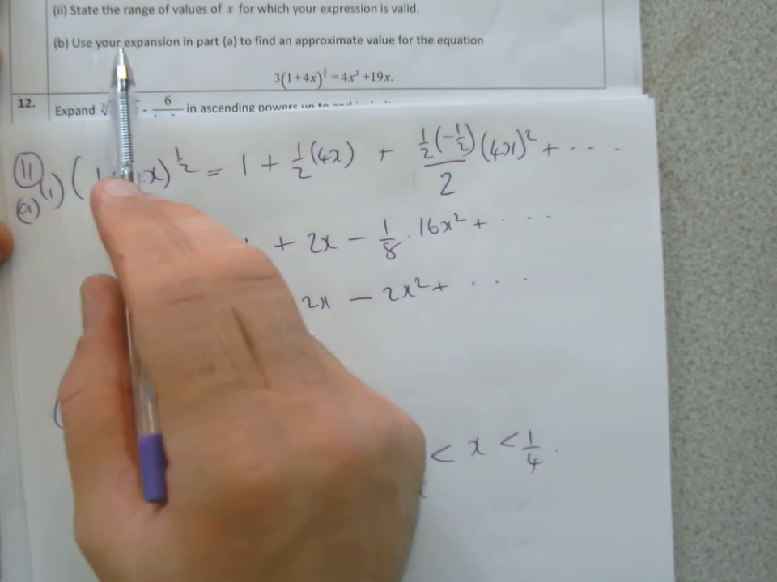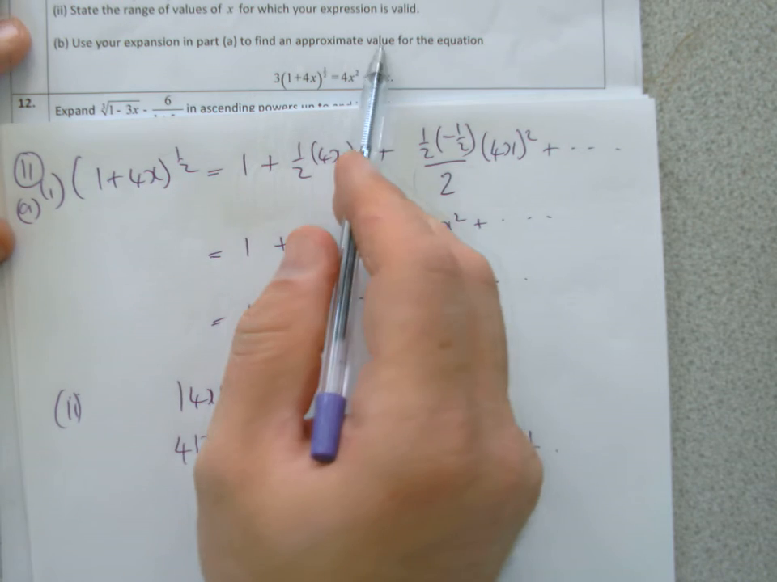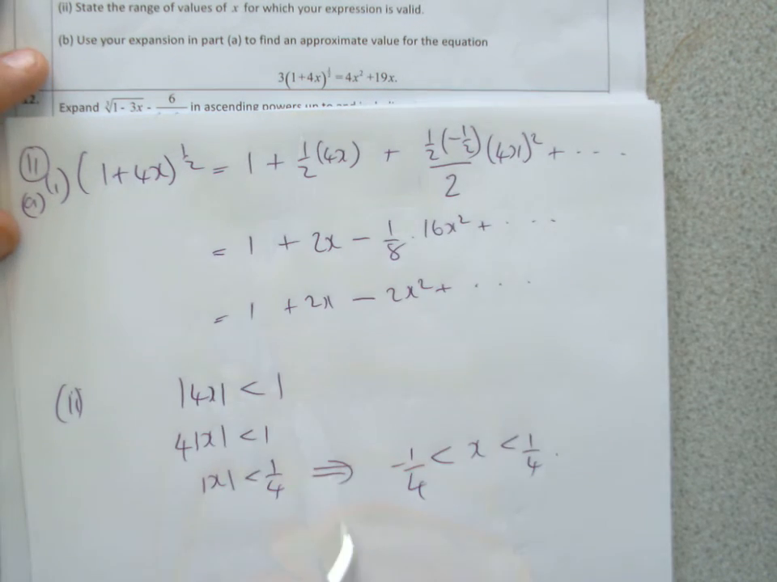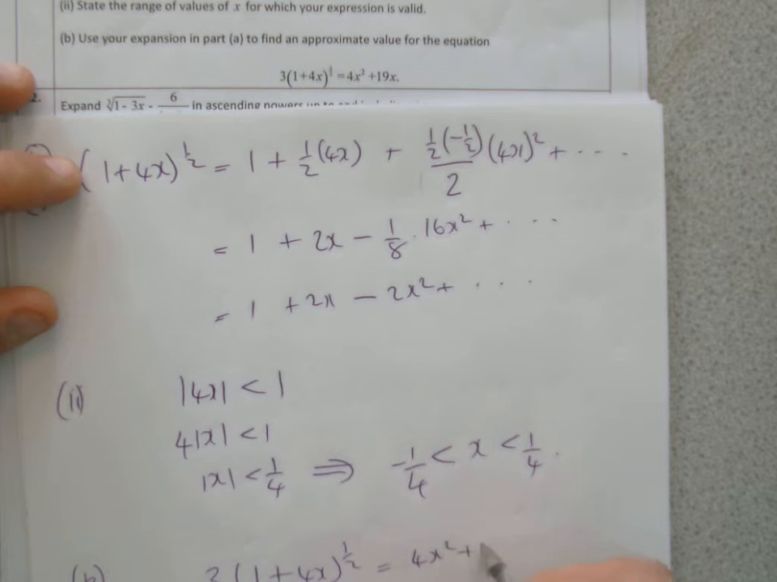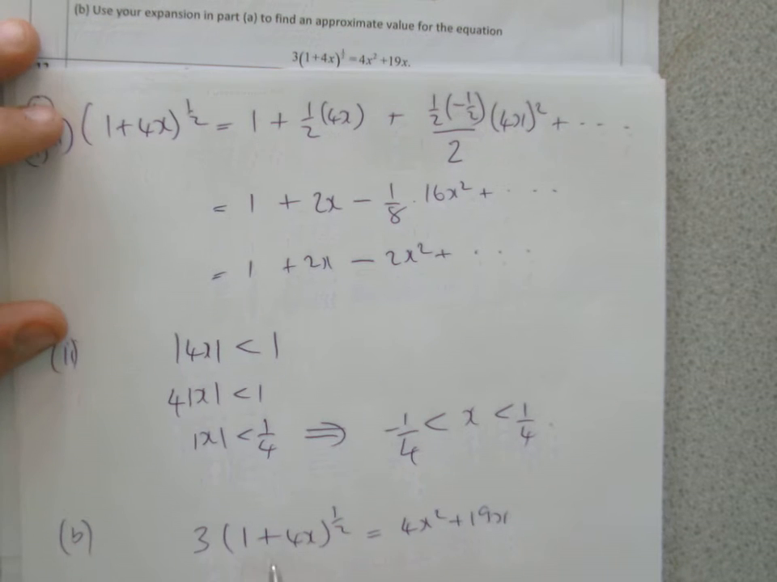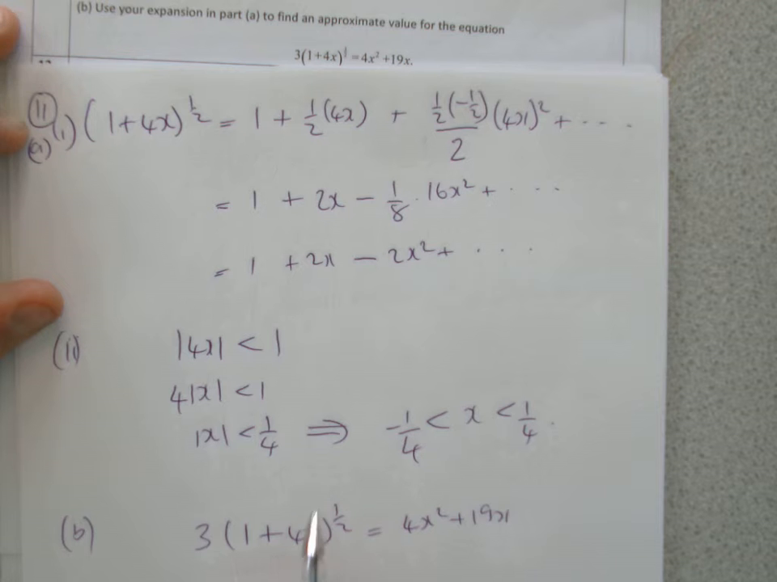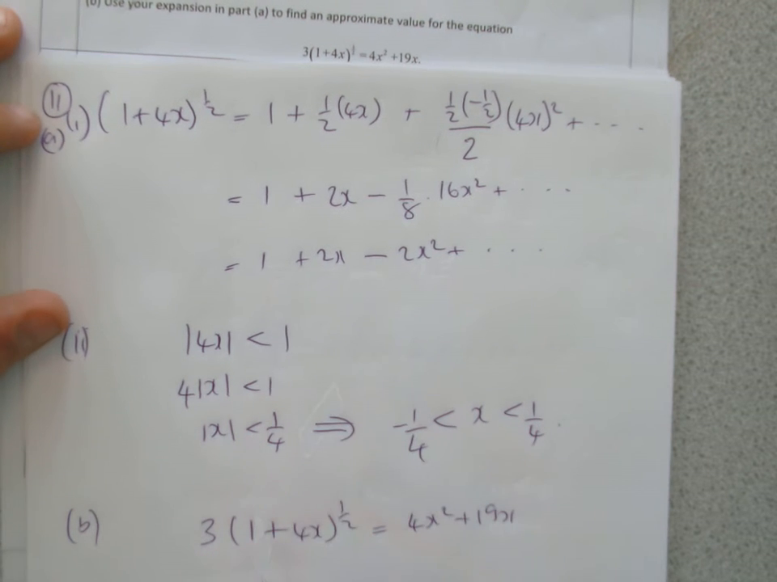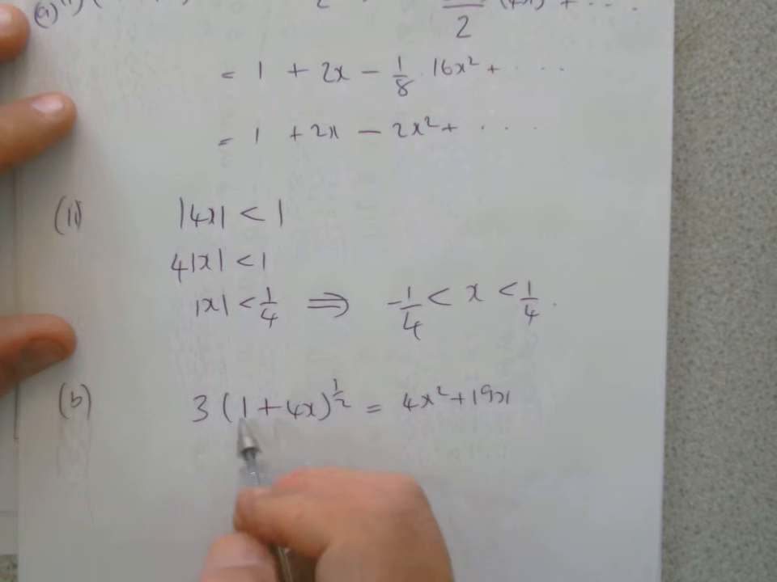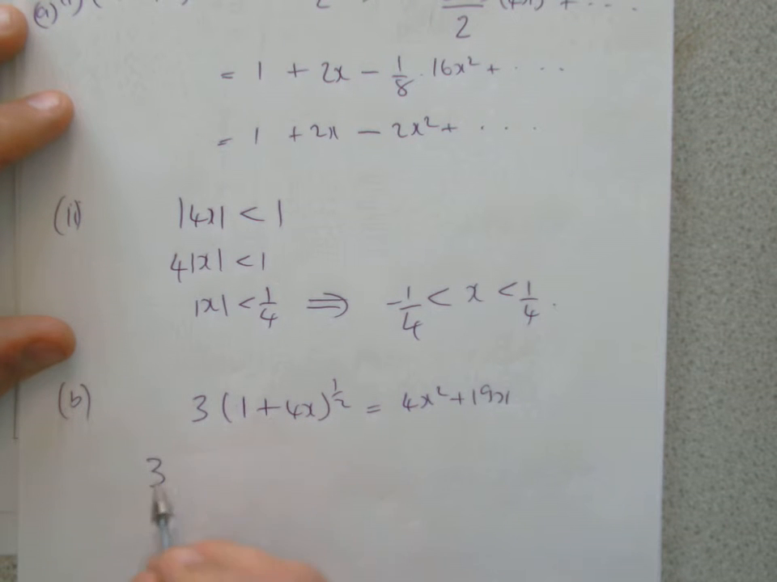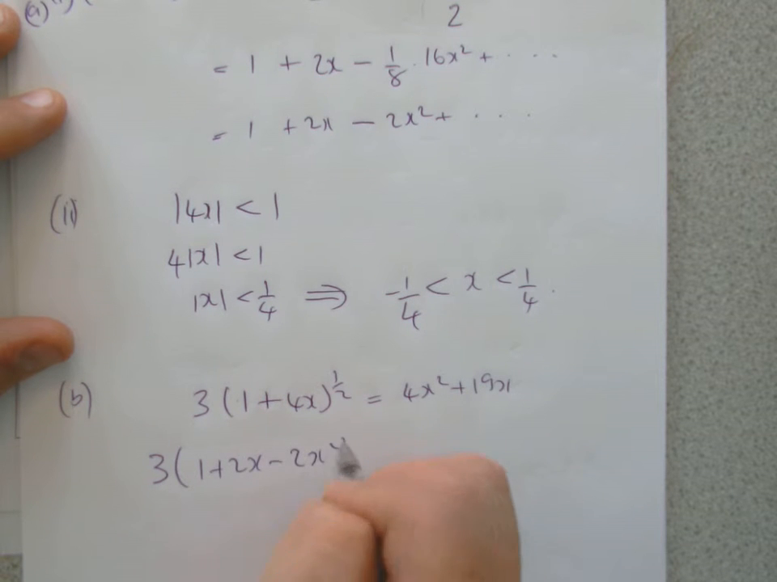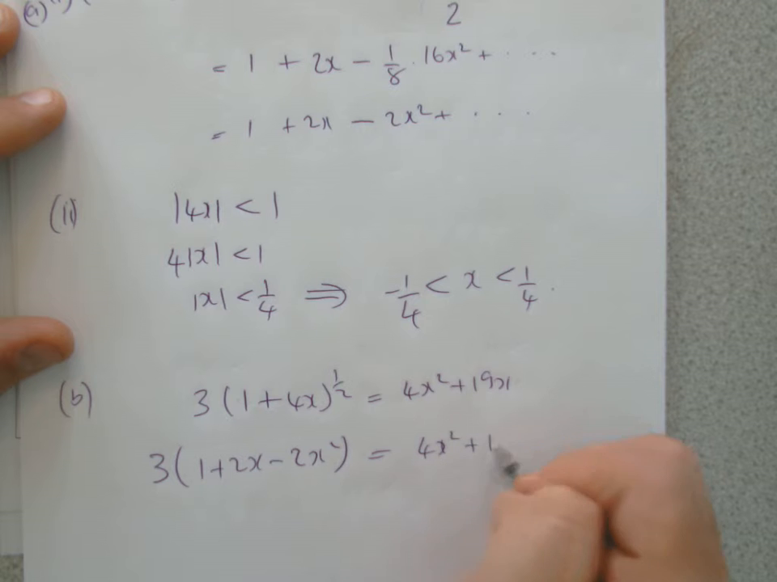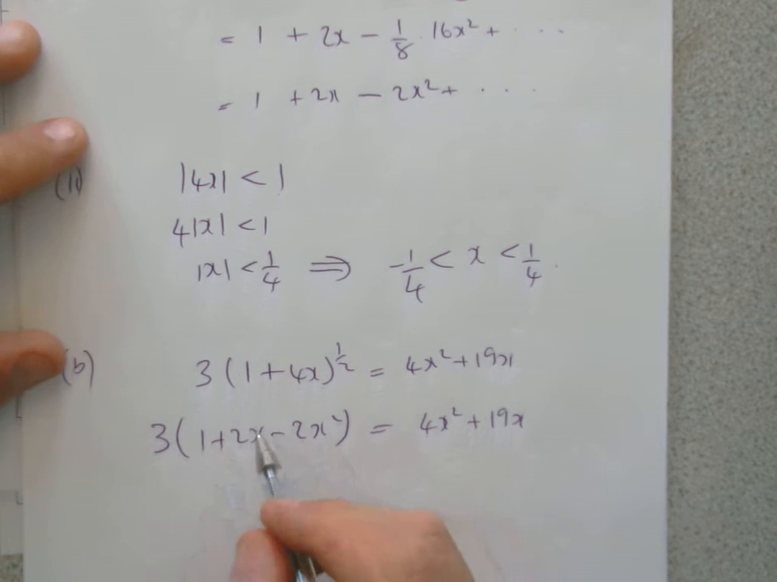In part B then it says use your expansion in part A to find an approximate value for the equation. Now if you look here, in part B you've got 3 bracket 1 plus 4x power half equals 4x squared plus 19x. But we've expanded this, haven't we? 1 plus 4x power half, we've already expanded it here. There's the expansion. So we can substitute that in. So instead of having this, we can put, don't forget the 3 of course in front of it, the 3, and then the expansion equals to this. Alright, so that's easy, isn't it, using that answer.